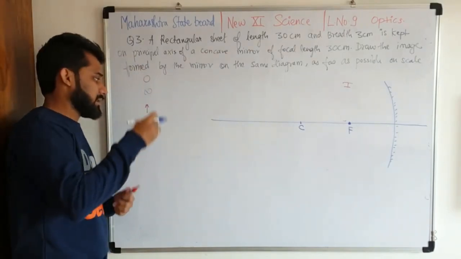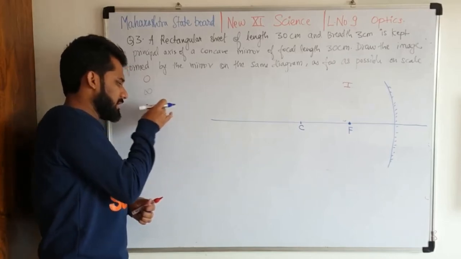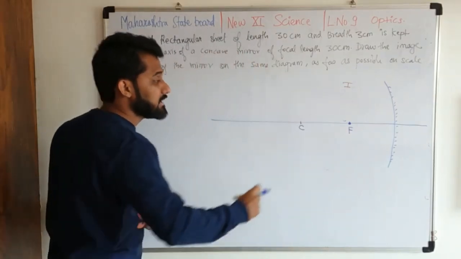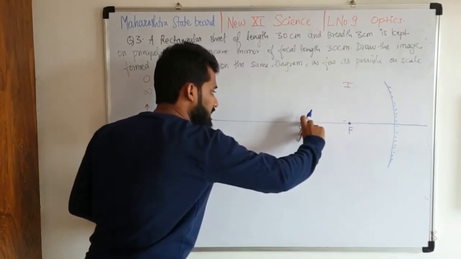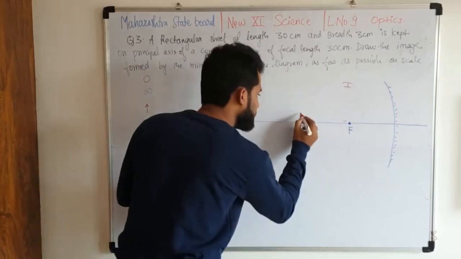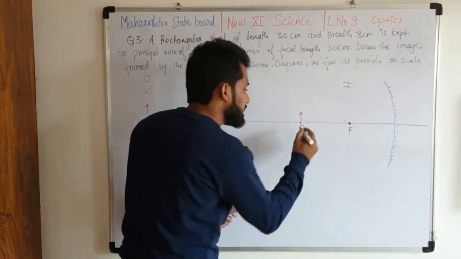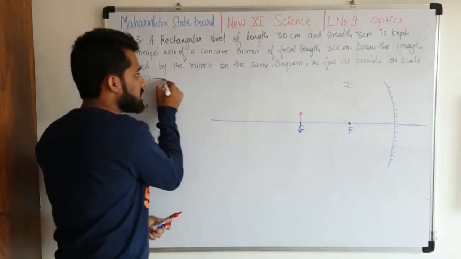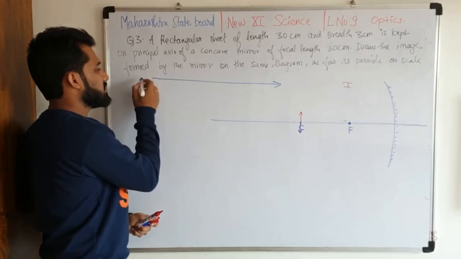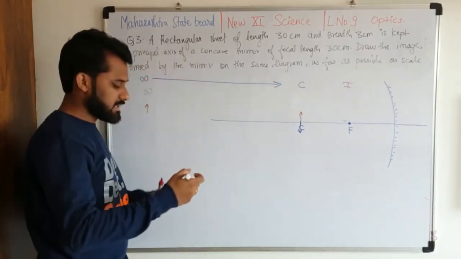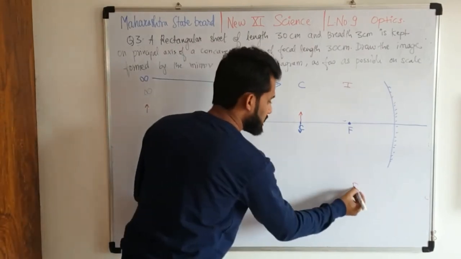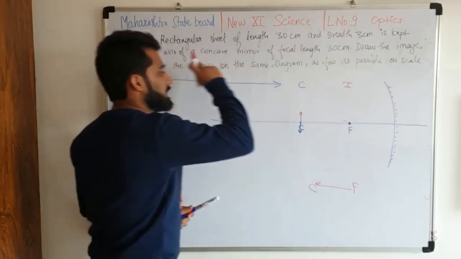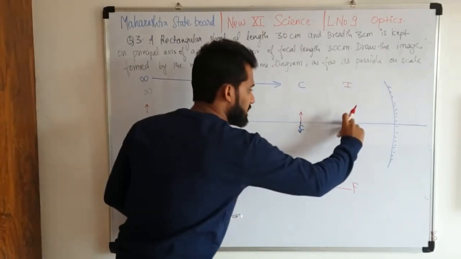As you start the journey of the object towards the mirror, you will find that the image starts its journey away from the mirror. When you reach exactly the center of curvature, the image will also be at the center of curvature, and the size of object and size of image will be the same. So as the object goes from infinity to the center of curvature, the image goes from focus to center of curvature. During this process, the size of the image is always less than the object, so the image will be diminished.